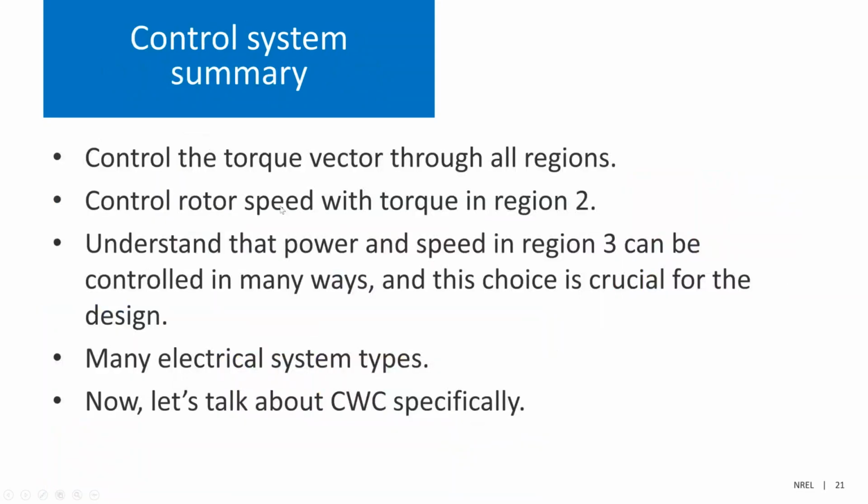So the control system summary: you want to control the torque vector through all your regions. You want to control your rotor speed with torque in Region 2, but understand that you have to control Region 3 differently so that you don't let the rotor run away, generate too much thrust, generate too much centrifugal load, generate too much power for your drivetrain system or whatever. There's lots of ways to do this electrically, and you need to think about that carefully and work it out and get this to work.